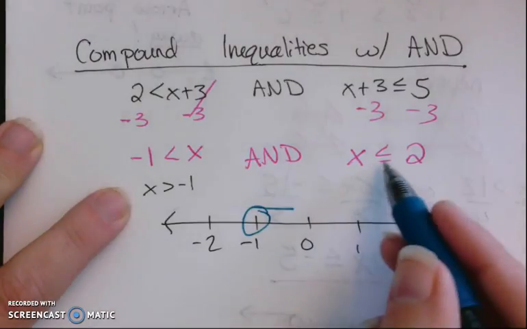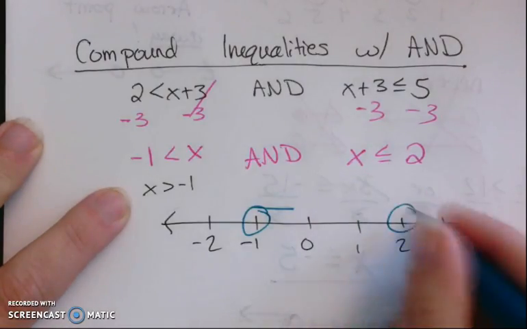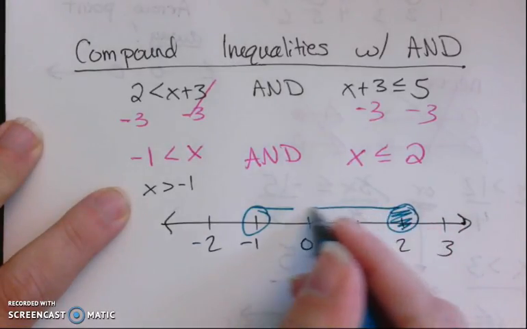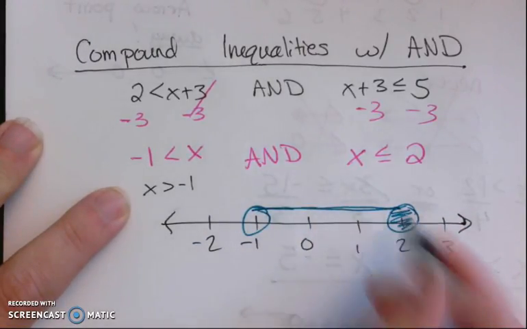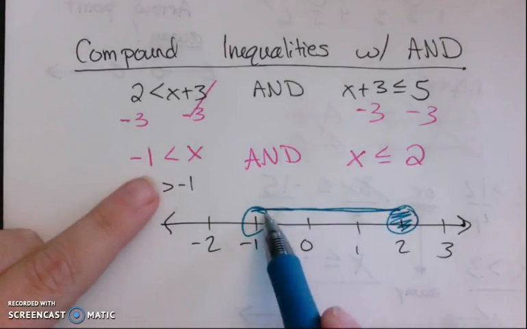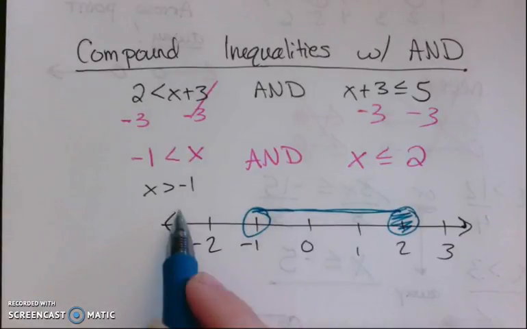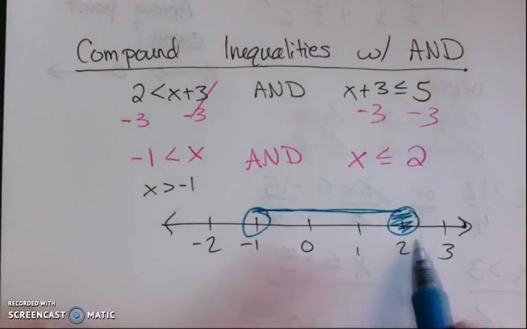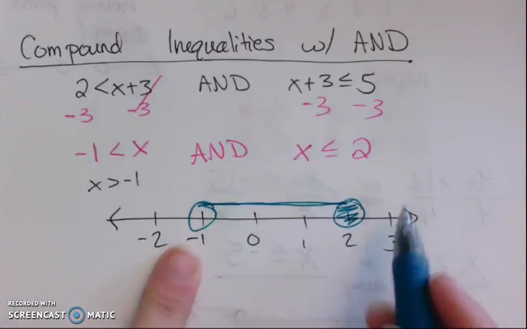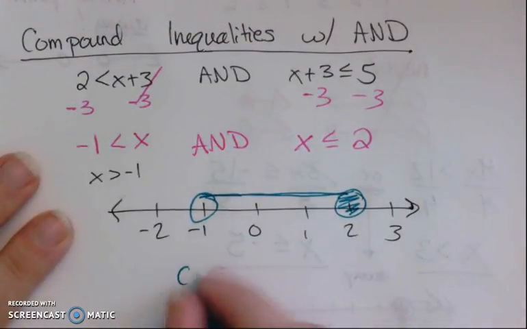Here x is less than or equal to 2. So we fill it in this time, and it's less than 2. Now what you do is actually connect the dots here. It has to be greater than -1, so we're not going to extend this line past that. And it has to be less than 2, so when we graph the 2, we don't extend the line past that. Basically, what we do is we connect the dots.